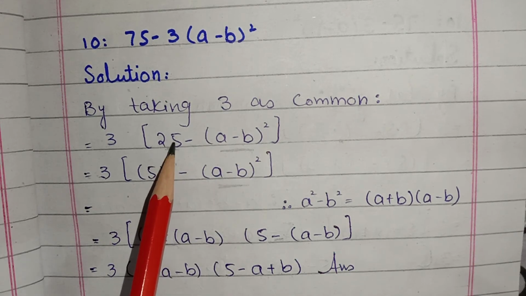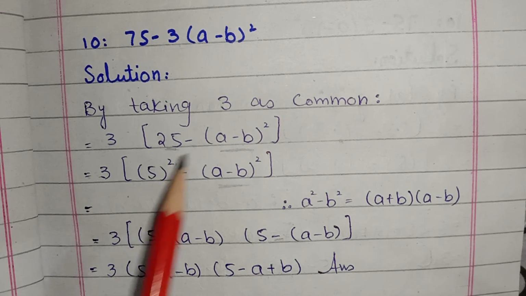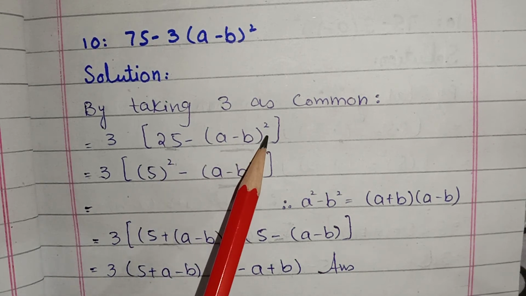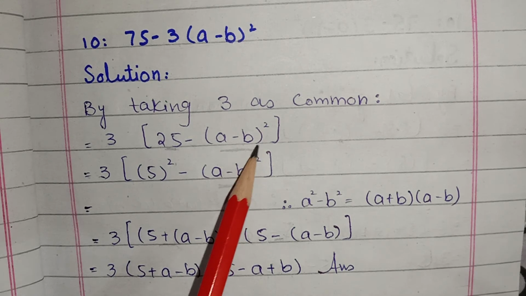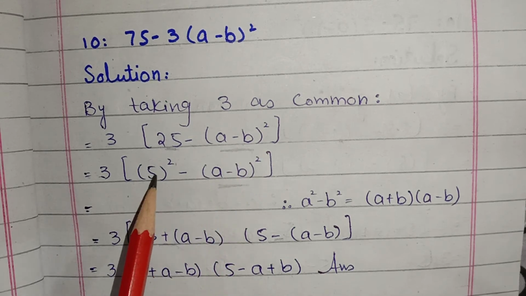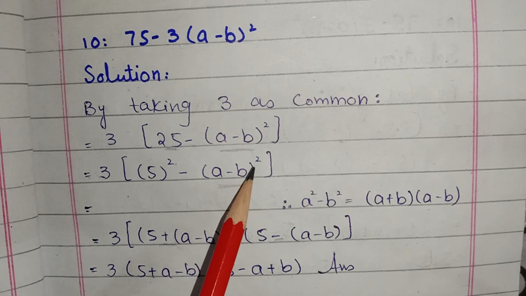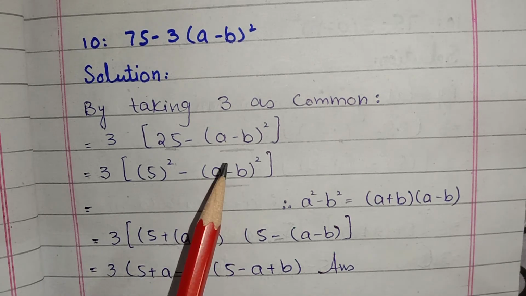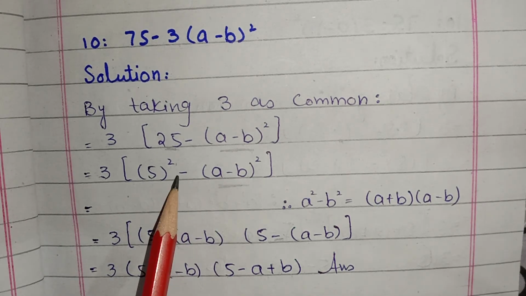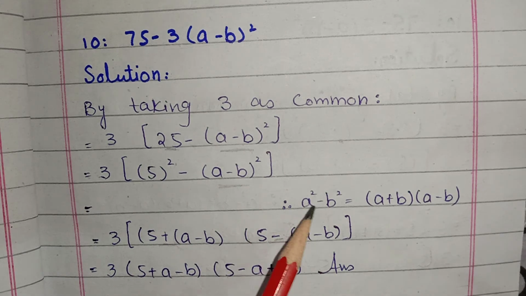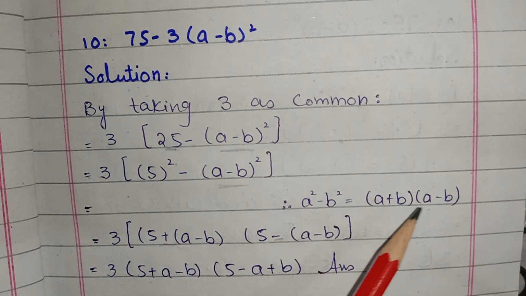Now we build up the square of first term. Here we have 25. As you all know that 25 is the square of 5 and a minus b whole square is already given to us. We have no need to build it again. So here we have 5 whole square minus a minus b whole square. Here we have two terms having square on them and minus in between them. So we will use our formula a square minus b square is equal to a plus b into a minus b.